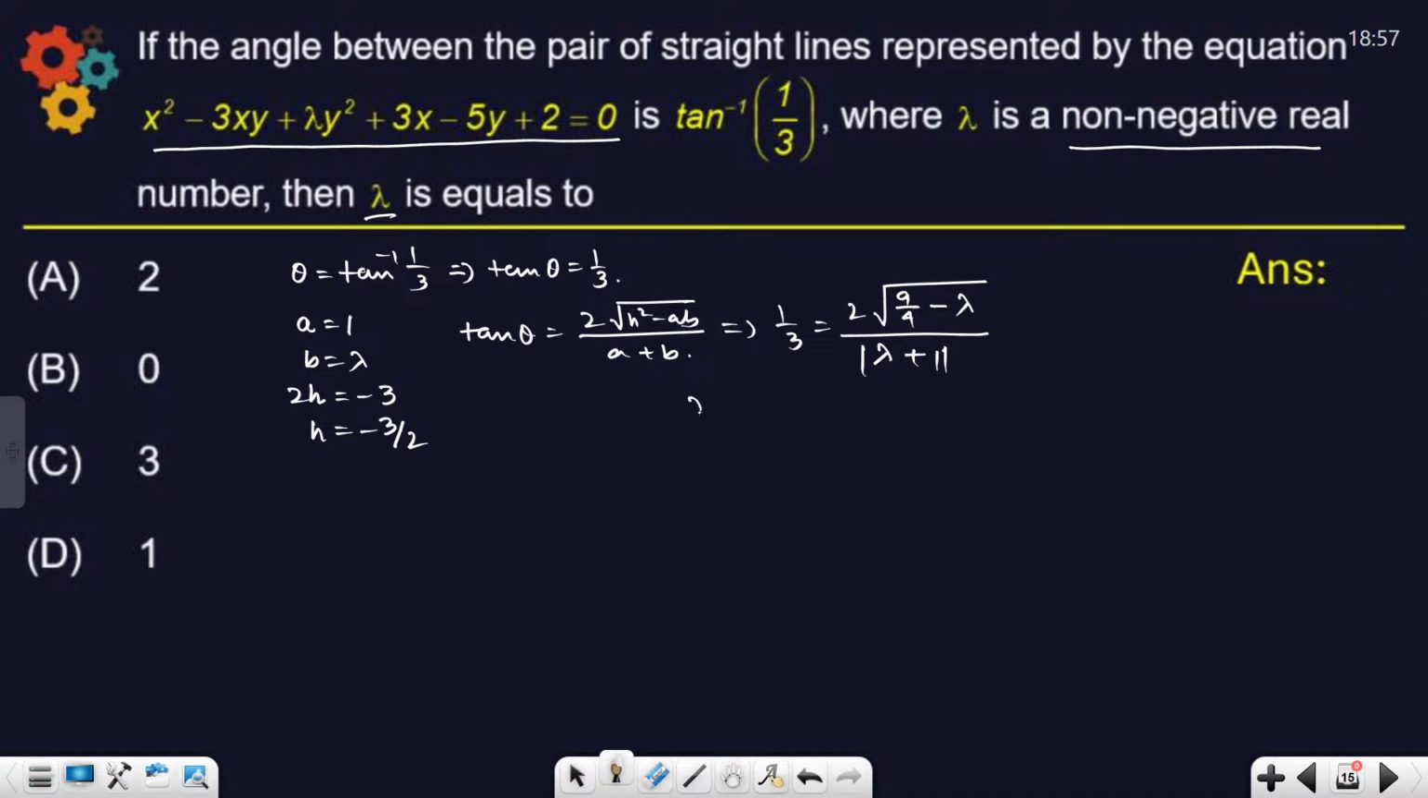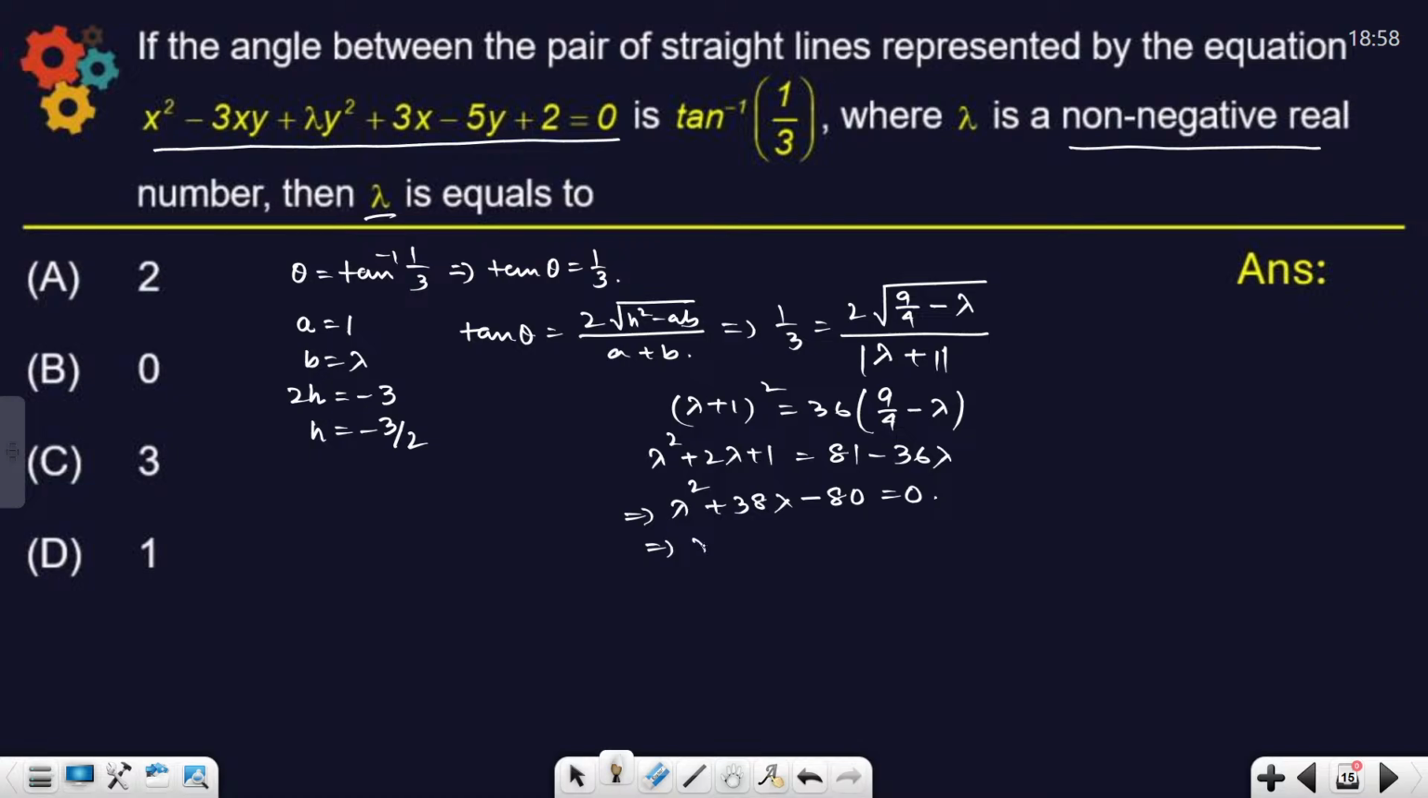Now let me square both sides. So lambda plus 1 whole square is 36 times 9 over 4 minus lambda. Right? So simply multiply this, it's 81 minus 36 lambda. Okay? So now lambda square plus 2 lambda plus 1 is this. If I take everything to one side, we are going to have 38 lambda minus 80 equals to 0.